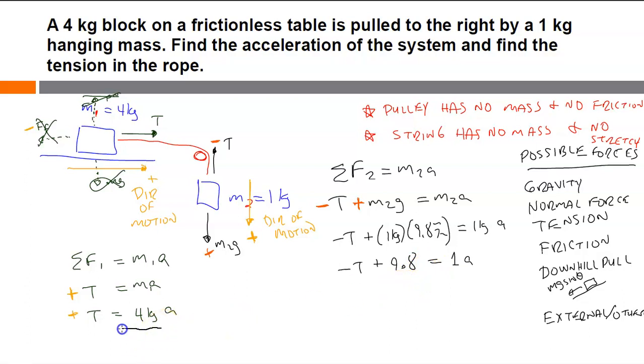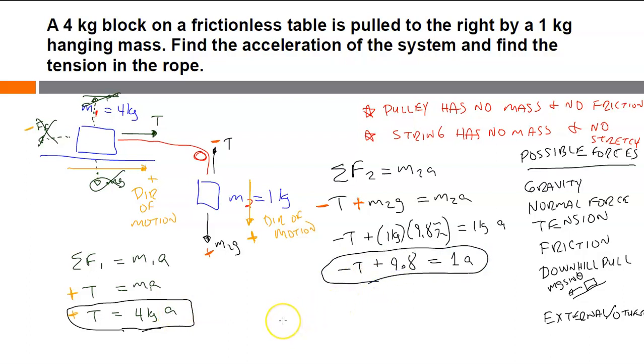I cooked up 2 equations. Here's the first one. It's got 2 unknowns, T and A. Can't do anything with it. Here's the second one. T and A. Two unknowns. I can't do anything with it.